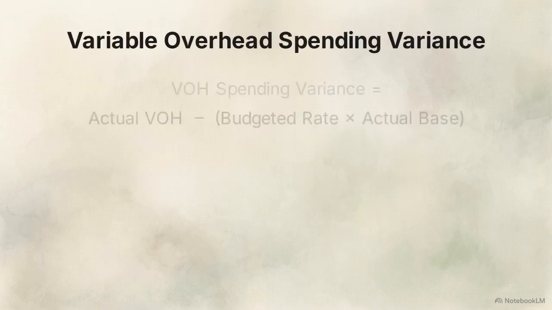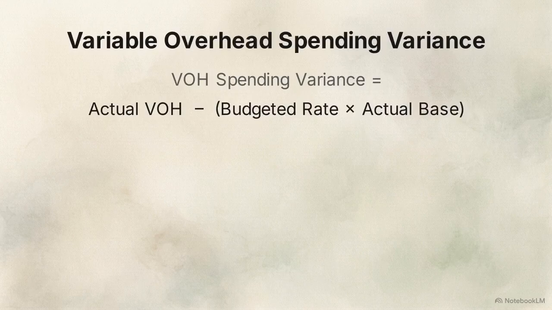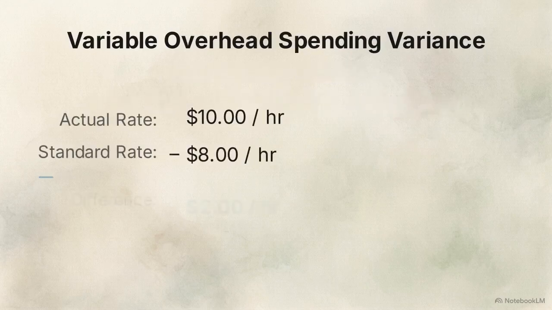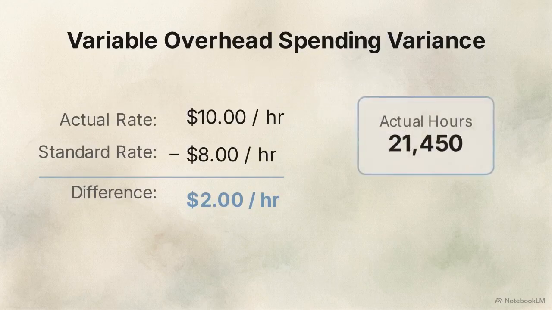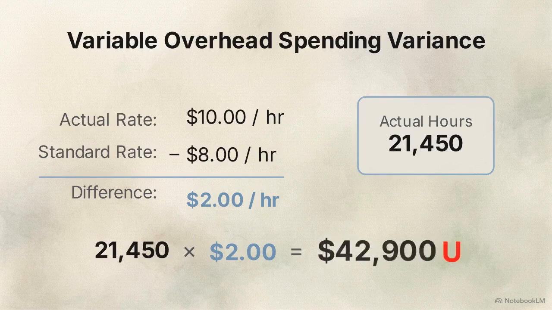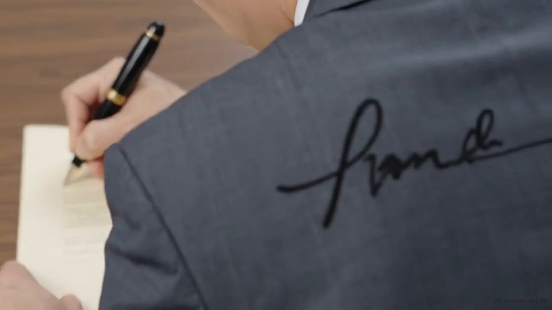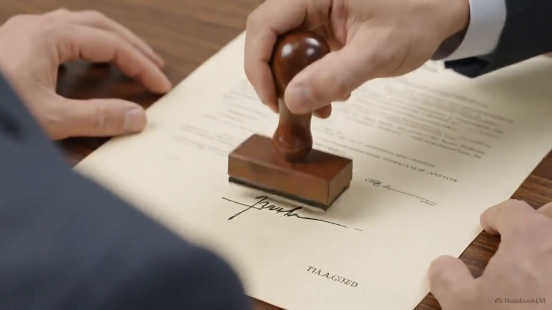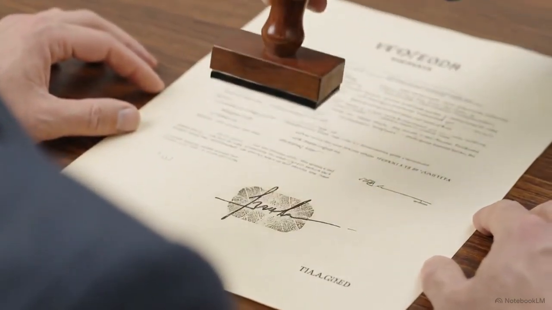The variable overhead spending variance subtracts the product of the budgeted application rate and actual allocation base from actual variable overhead. Applying the Chowdown data, we multiply 21,450 actual hours by the $2 difference between actual and standard rates, resulting in a $42,900 unfavorable variance. Behaviorally, this unfavorable variance measures price control over variable inputs. It evaluates what the company paid per hour, independent of the worker's total time.